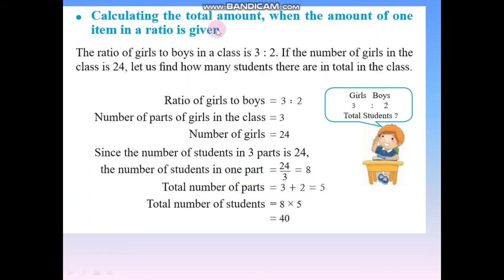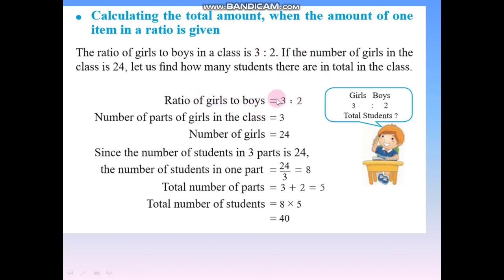Next, let's see calculating the total amount when the amount of one item in a ratio is given. The ratio of girls to boys in a class is 3:2. If the number of girls in the class is 24, we have to find how many students are there in the class.